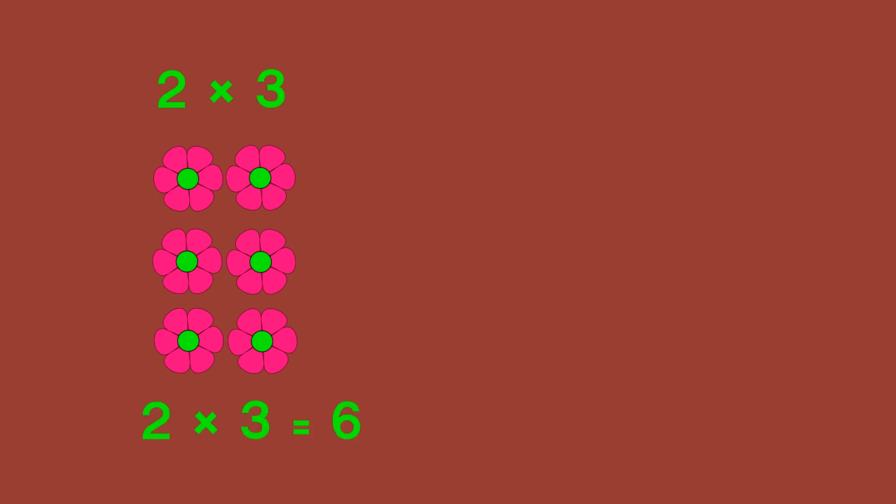Now have a look at this. 2 multiplied by 3. So I'm going to demonstrate it using some figures. I'm going to get some flowers here. Now 2 multiplied by 3 in sense, I'm going to draw 2 flowers each for 3 times. So altogether, how many flowers are there? 1, 2, 3, 4, 5, 6. So I can say 2 multiplied by 3 is equal to 6.